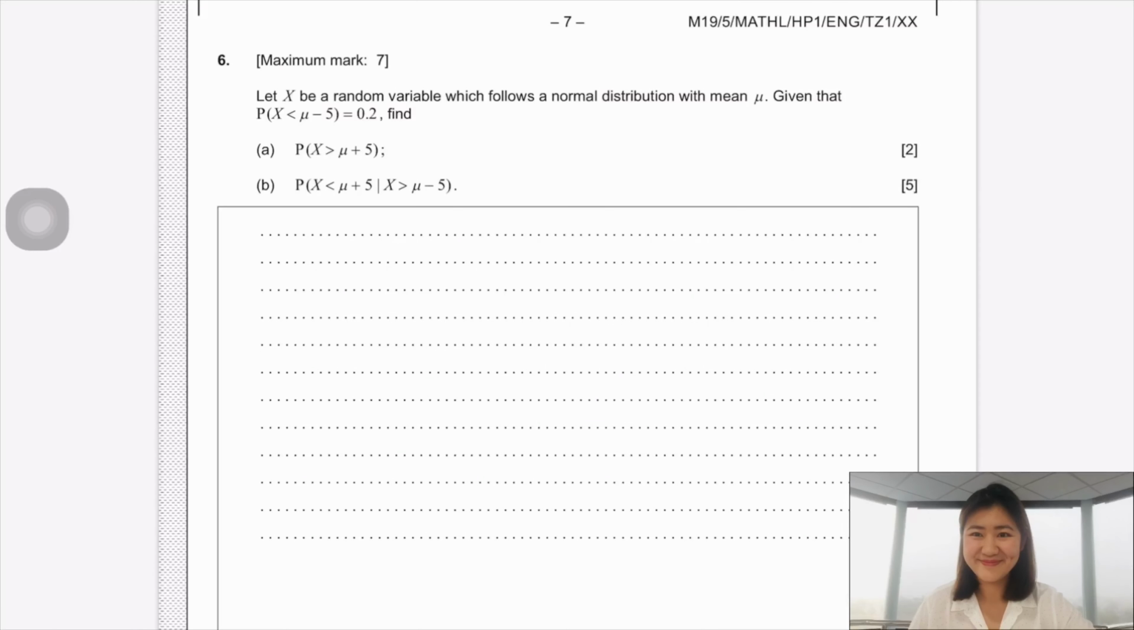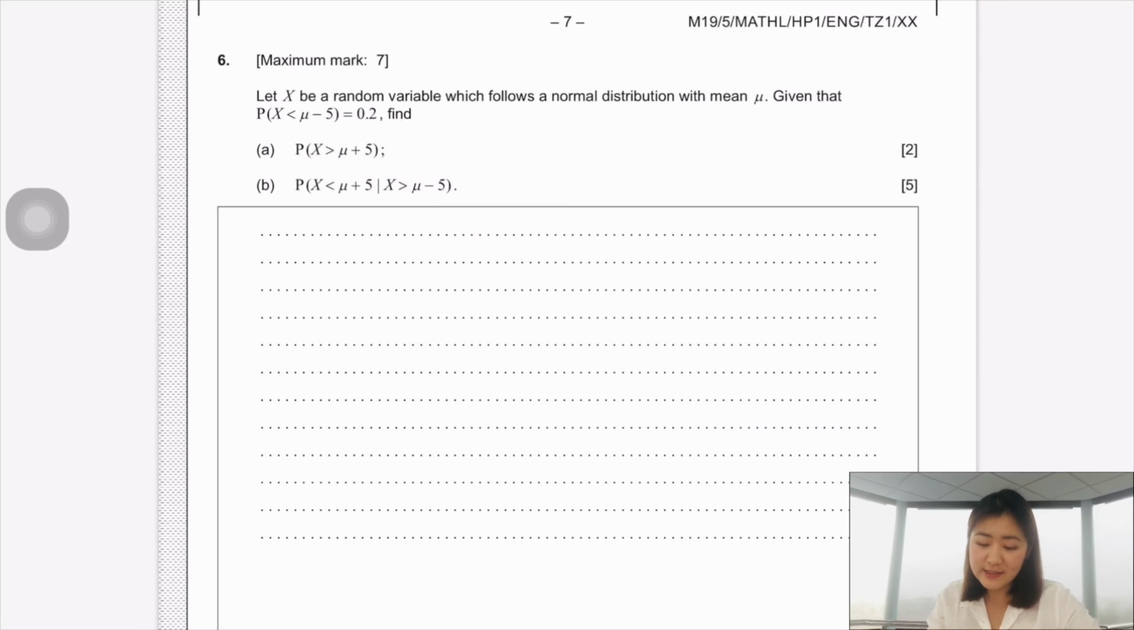Yahoo! Question 6. Let x be a random variable which follows a normal distribution with mean of mu. Given that P of x less than mu minus 5 equals 0.2, find a and b.